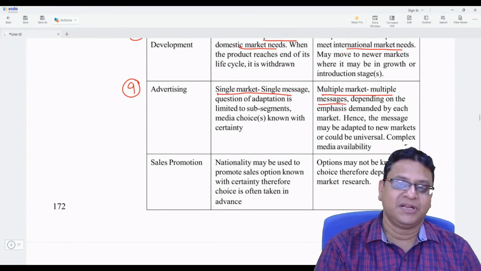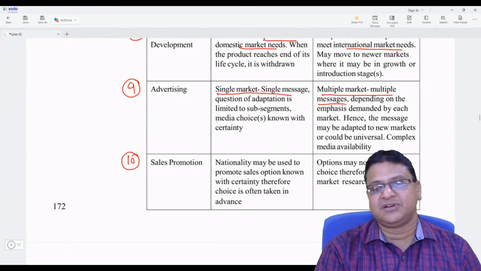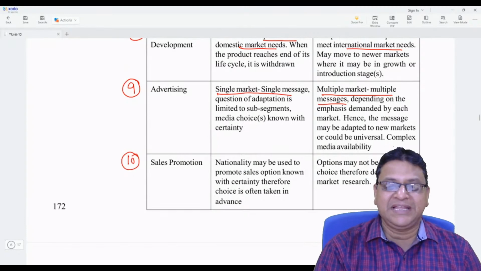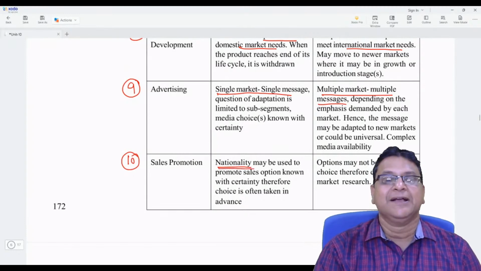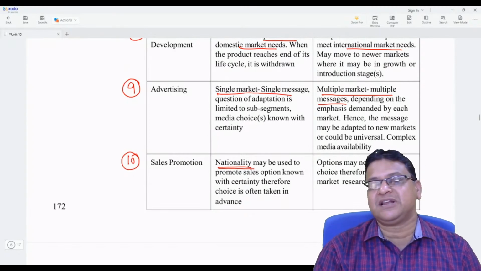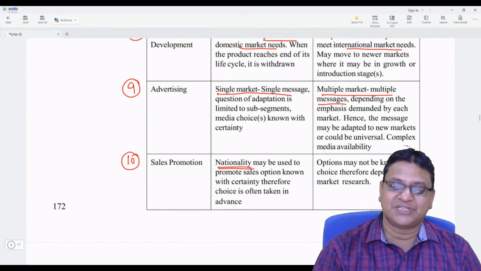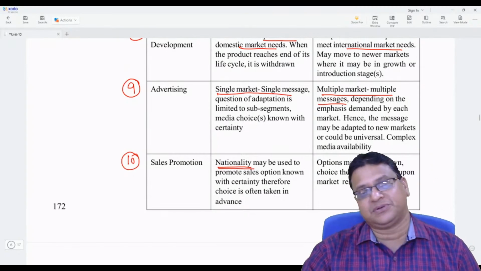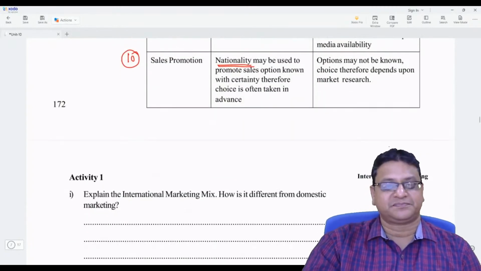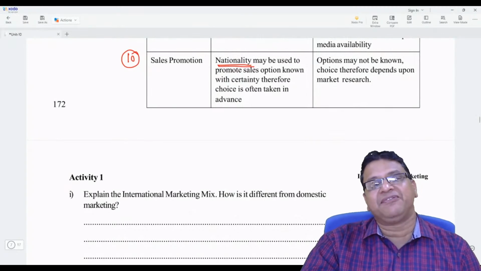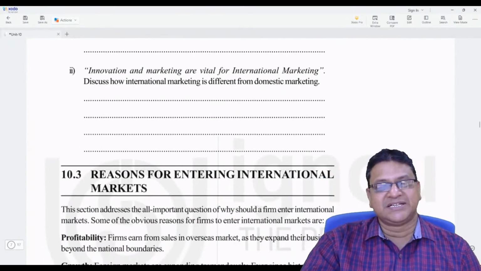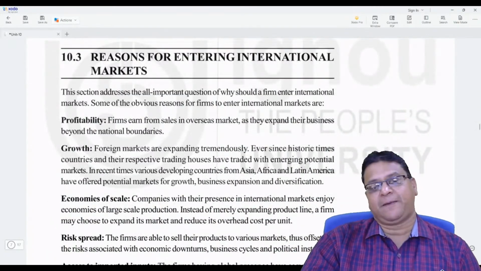principle for international marketing. Last, not the least, in case of domestic marketing, you can use the concept of nationality for sales promotion. But in case of international marketing, you cannot use the concept of nationality for sales promotion, because you deal with multinational customers who reside in different nations. So this is how domestic marketing is different from international marketing.